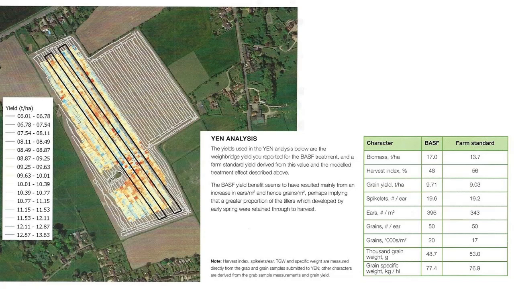So here's the image taken from our combine data and the table showing them beat my farm standard, with a yield of 9.71 tonnes per hectare versus my farm standard of 9.03. So I hope you've enjoyed this explanation of Yen, how, what and why we're involved, and how chemical companies can make the claims they do, and more about the farm next week.